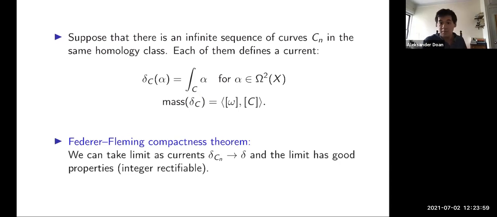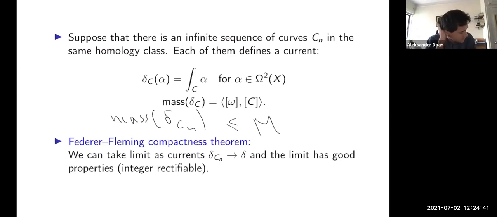And there is a notion of the mass of a current. And in this case, the mass is simply the area of the curve, which in this case is a topological invariant. It's the pairing of the homology class of the symplectic form with the homology class of the curve. So in particular, if we have curves all in the same homology class, then we see that the sequence of currents has bounded mass. So it's bounded by some M.